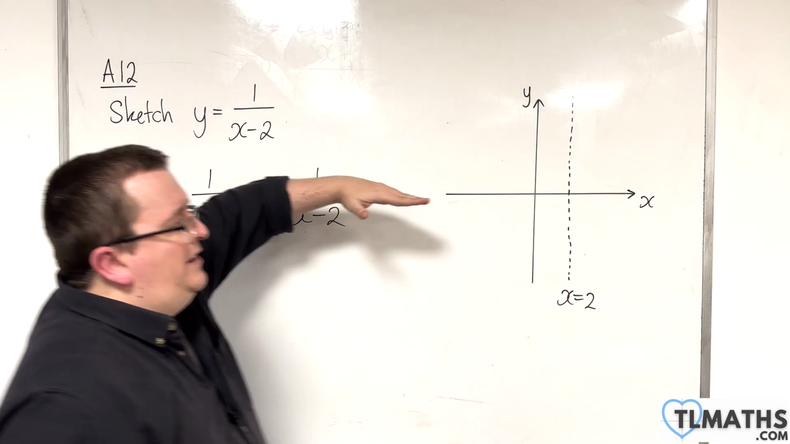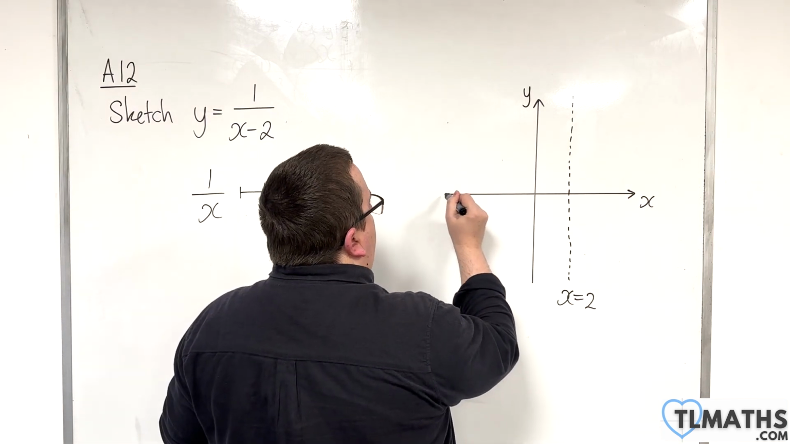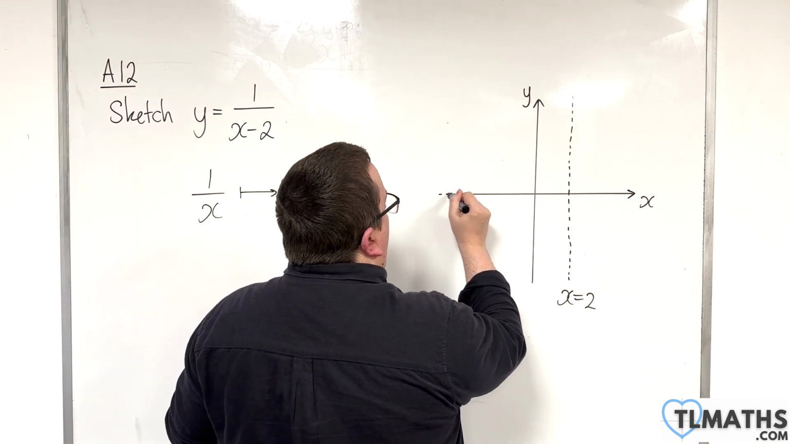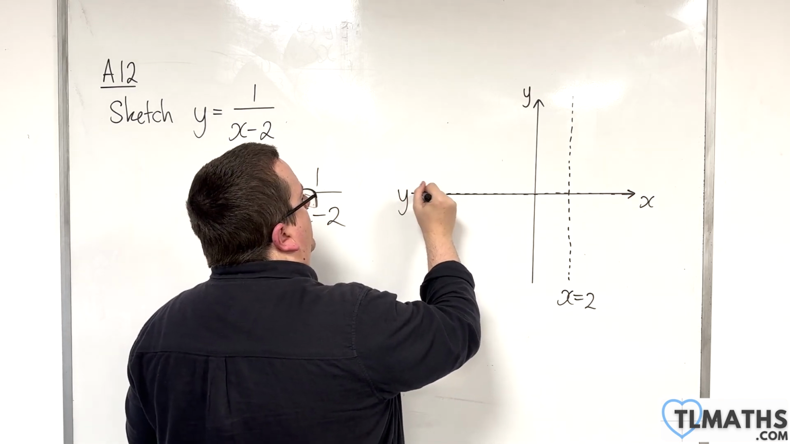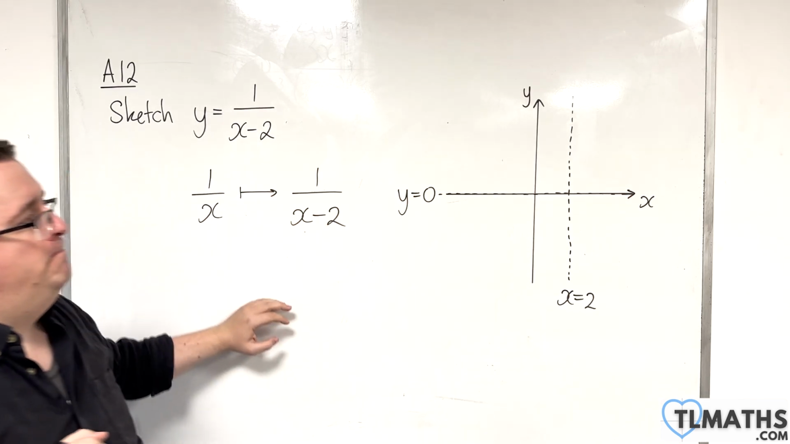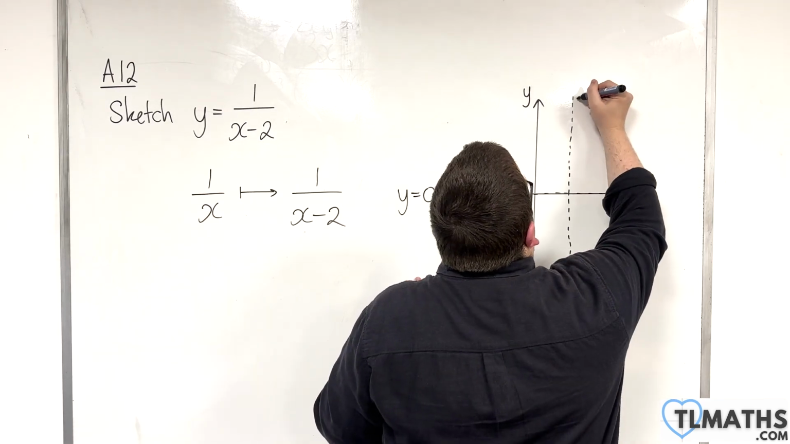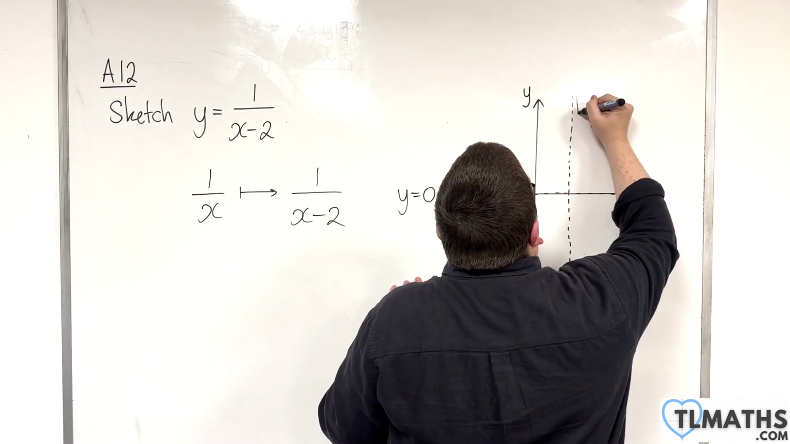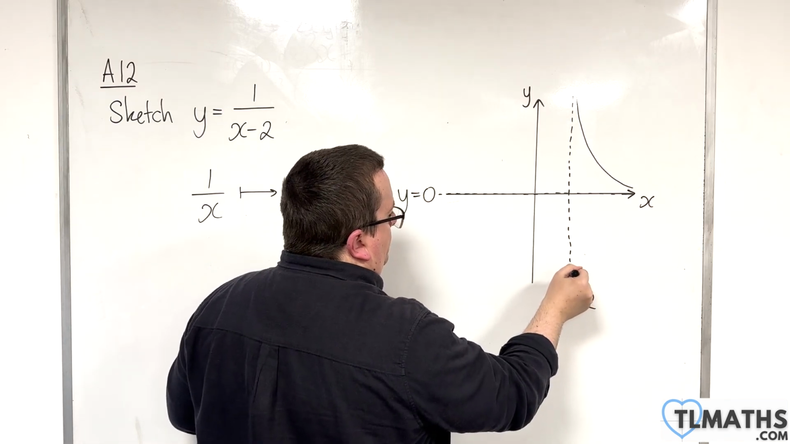The horizontal asymptote that we had in the previous video was at y equals 0. And if you move that horizontally, it will remain where it is. So that's still there. So the rest of the curve must have been translated also. So the curve looks like this.